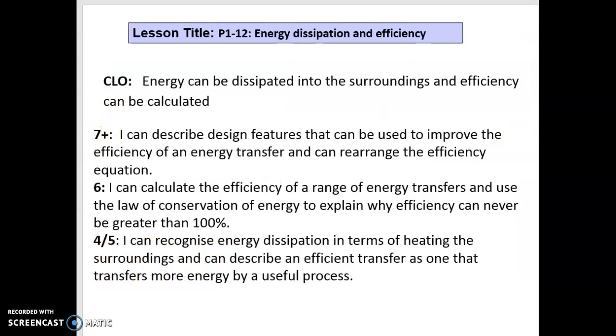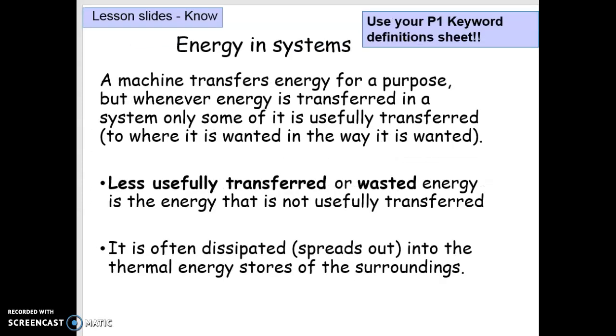So this is what we're going to be doing in this lesson. Pause the video and have a quick look at what your targets should be. Okay, so use your keyword definition sheets. Okay, this is a no slide, so you need to write this down.